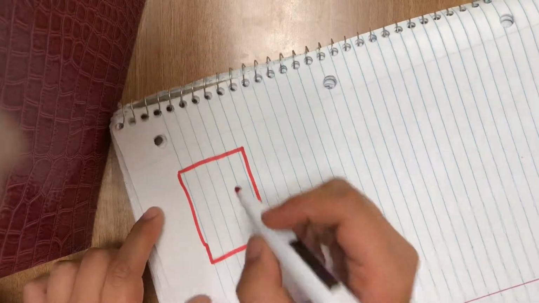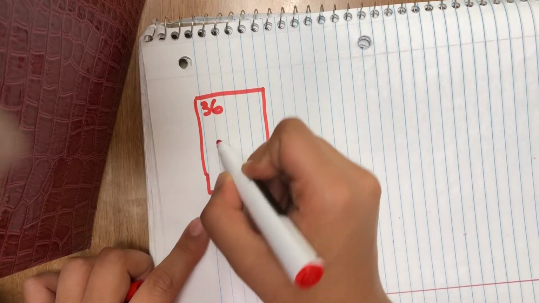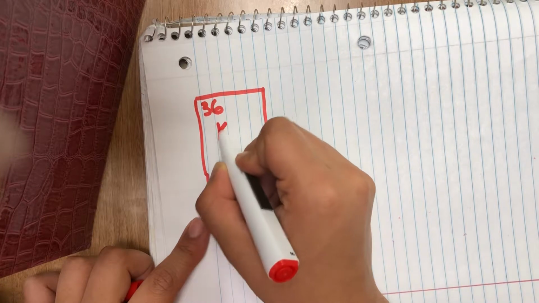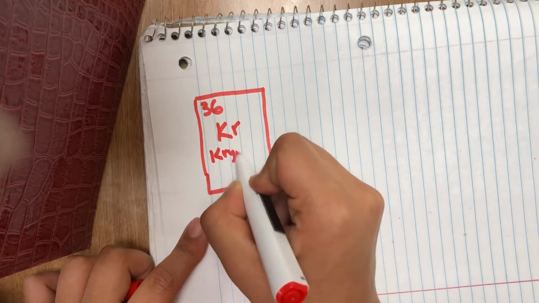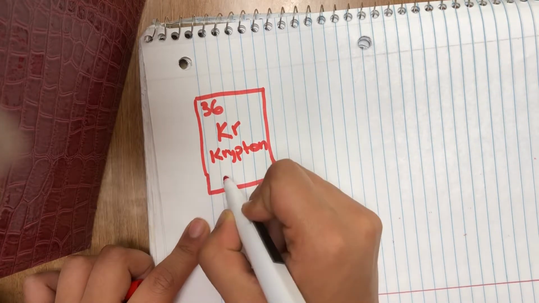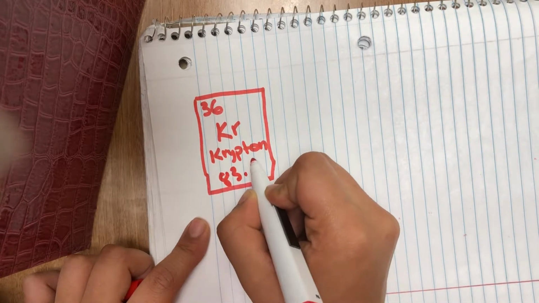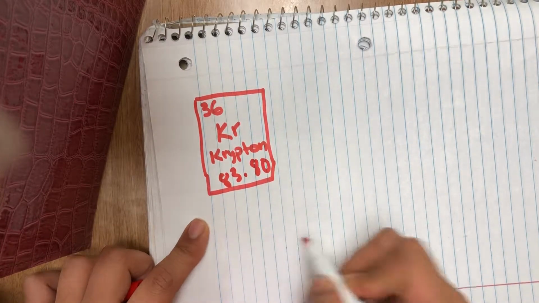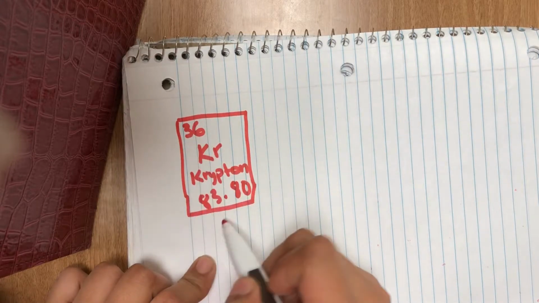Okay, so the basic element box kind of looks like this. We have a number here, 36. We have a symbol, and we have a name. This is krypton, and we have an atomic weight, a number down here, that says 83.8. So let's define each part of this.